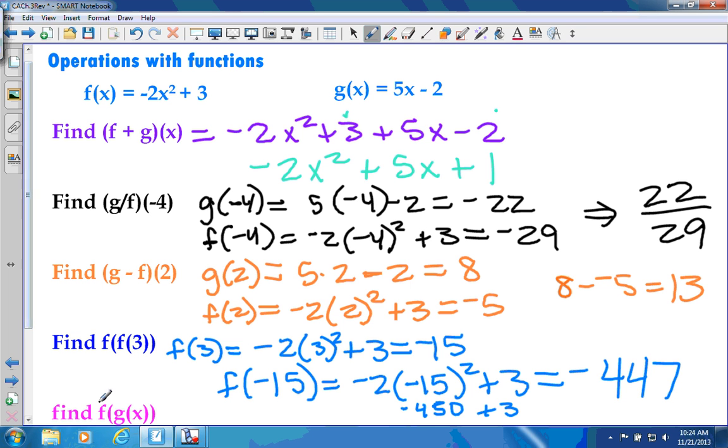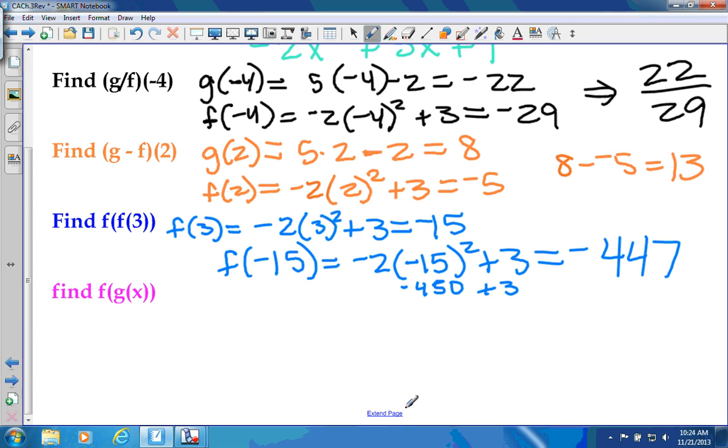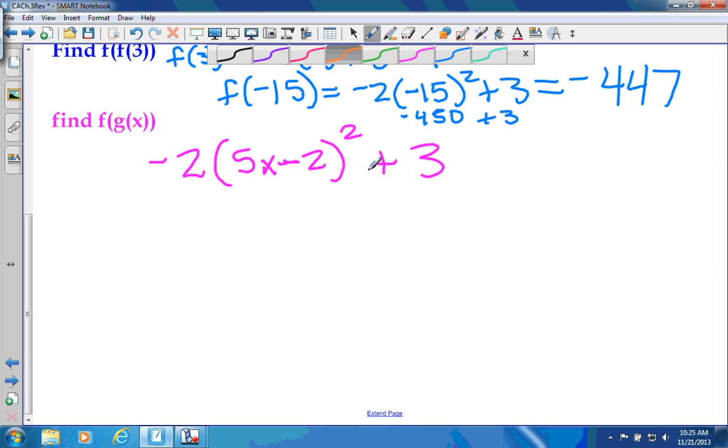And if we have f composition g of x, here then we just have to substitute this whole function in there. To get negative 2 times 5x minus 2 squared plus 3. And then working through this and simplifying it down.